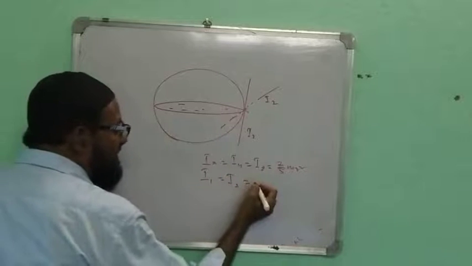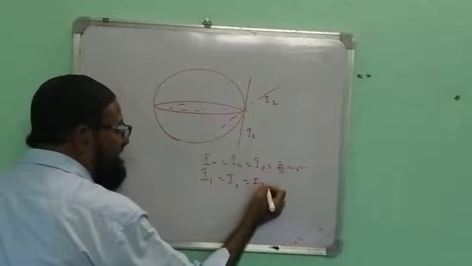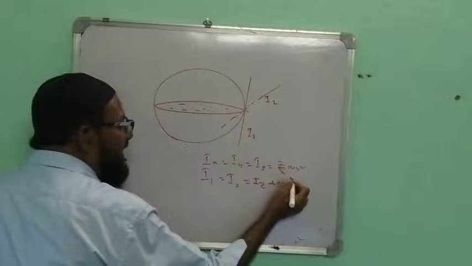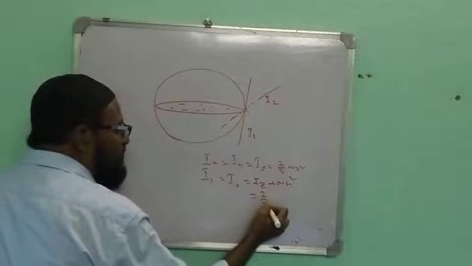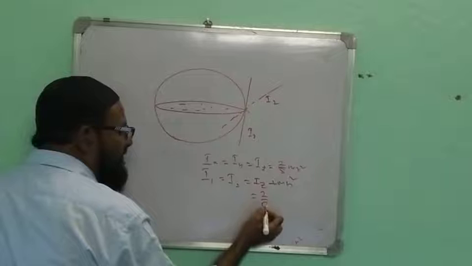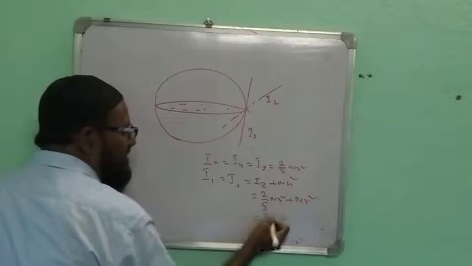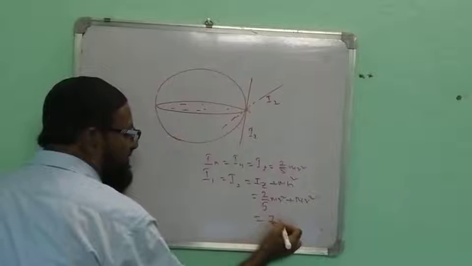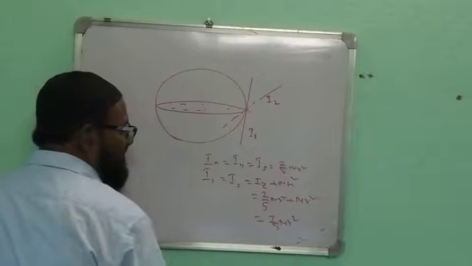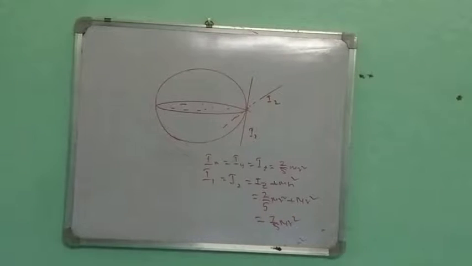That equals, sir, Iz plus m h square. Iz equals 2 by 5 m r square, and this is m r square. What is this? 7 by 5 m r square. Is it clear? Okay, next.